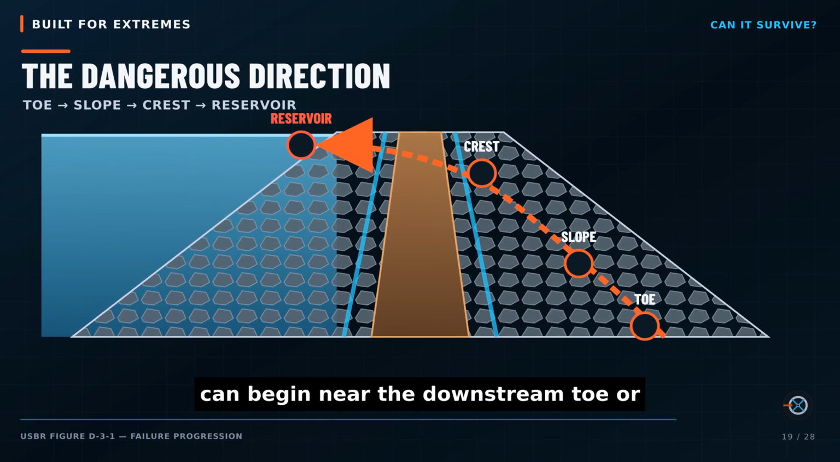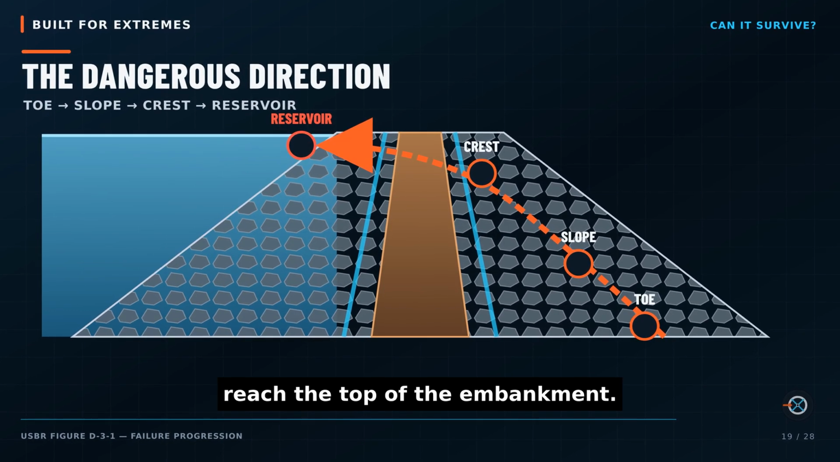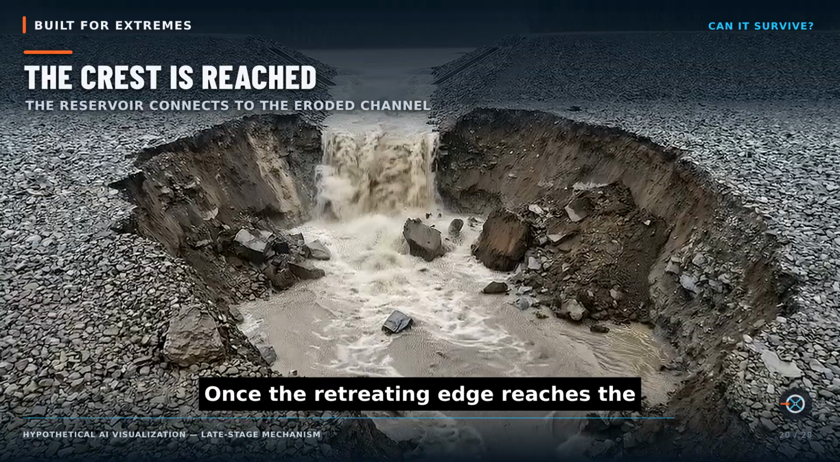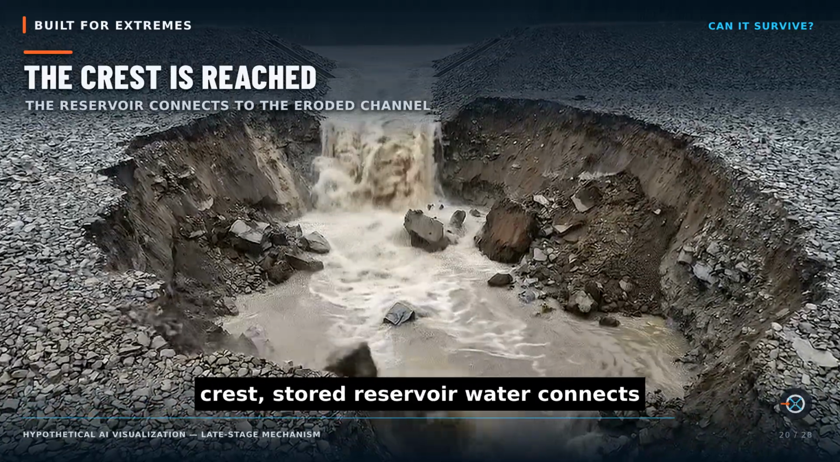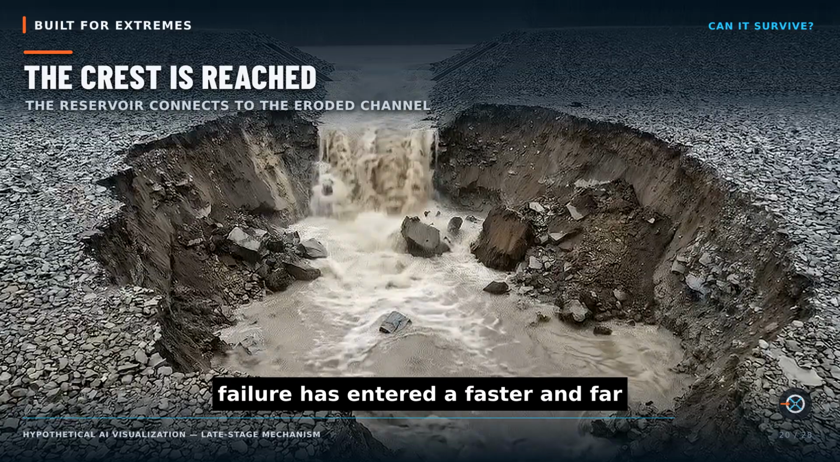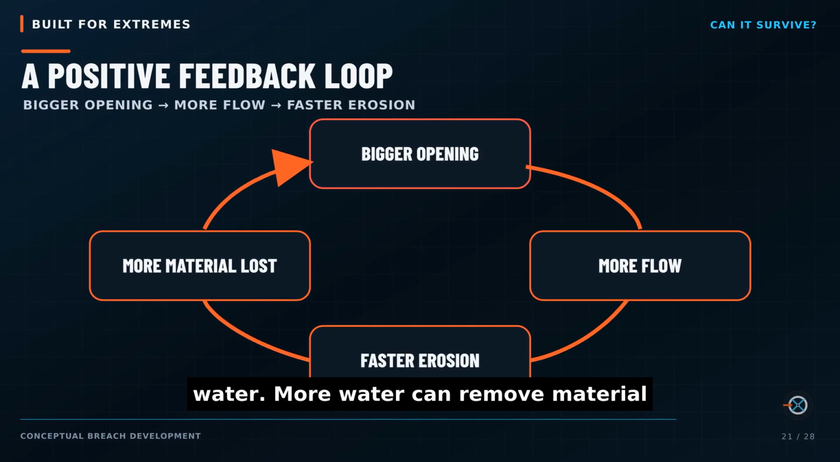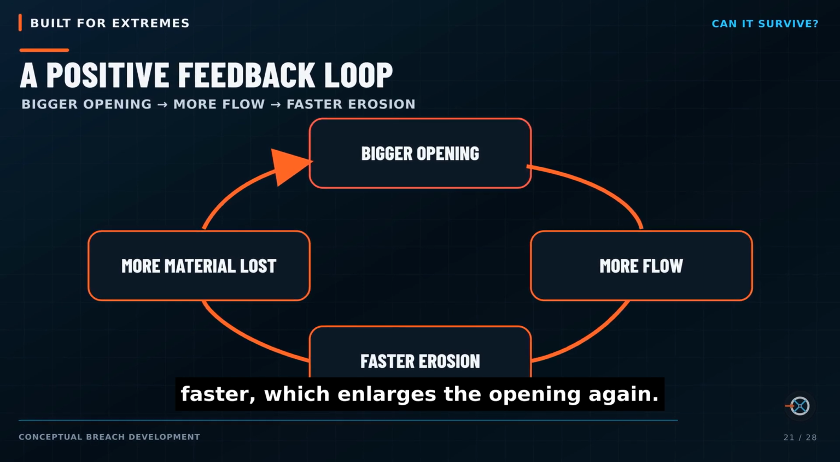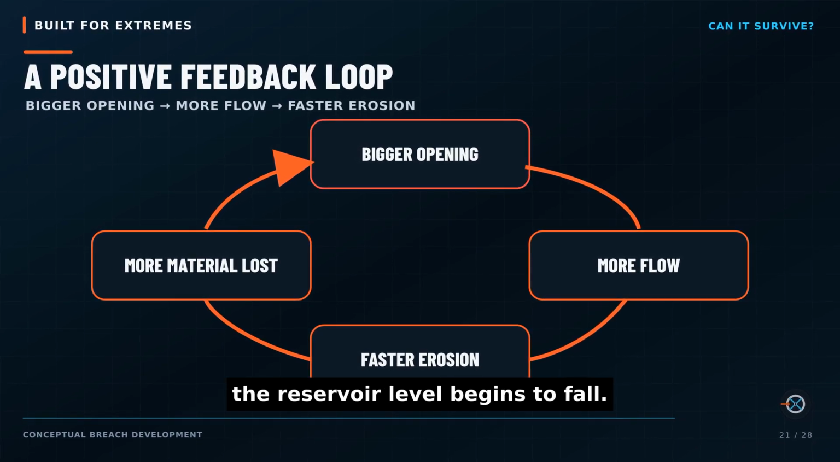A headcut can begin near the downstream toe or edge, progress up the slope, and finally reach the top of the embankment. Once the retreating edge reaches the crest, stored reservoir water connects directly to the eroded channel. The failure has entered a faster and far more dangerous stage. A deeper or wider opening passes more water. More water can remove material faster, which enlarges the opening again. The breach can widen and deepen while the reservoir level begins to fall.